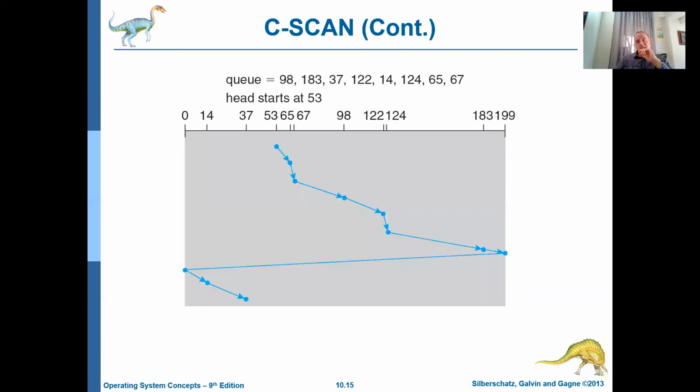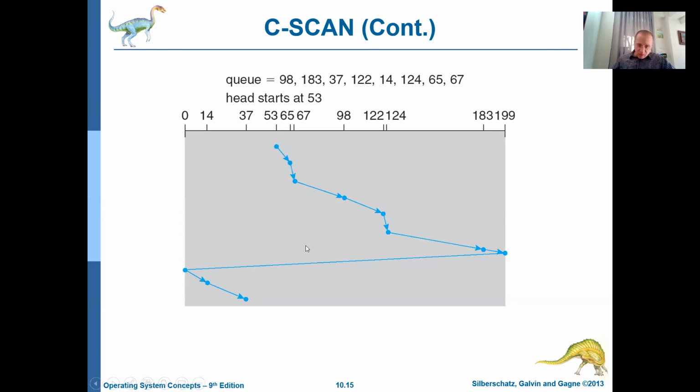So C-scan is similar, except it's more like a Shabbos elevator. I always go up. So if I'm at 53 and I want to go down, I can't. So I'm going to go up, up, up, up, up, and service everybody who's going up. And then I'm going to run to the bottom and start going up again.